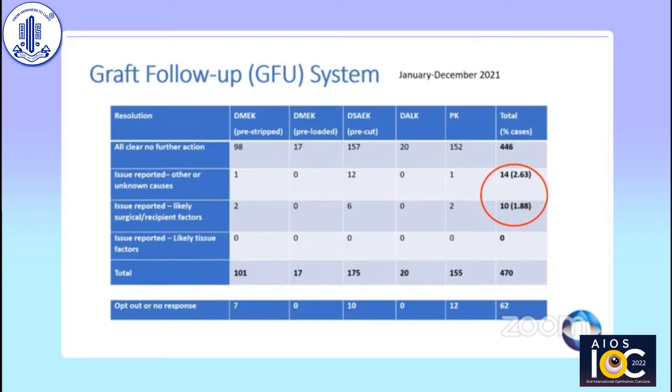Upon further investigation, we provided an attribution of the possible cause of the issues. You can see that there were no likely tissue factors involved in any of these. Most of them came under unknown, possible donor cornea, possible recipient, or possible surgical factors, and a smaller number, 10, were definitely attributed to surgical or recipient factors. Notably, most of the issues reported to us related to DSEK procedures.